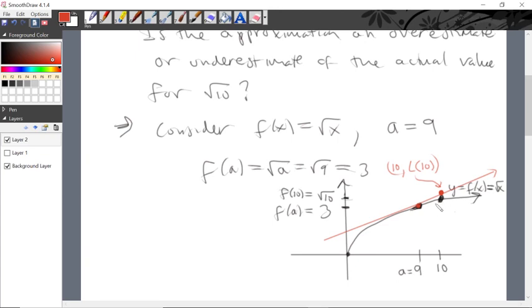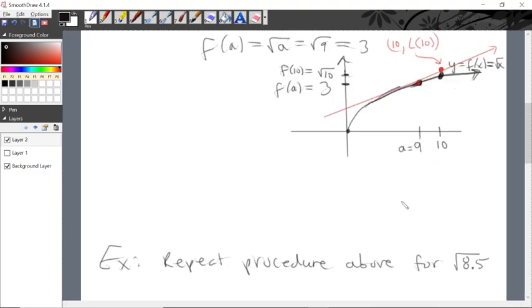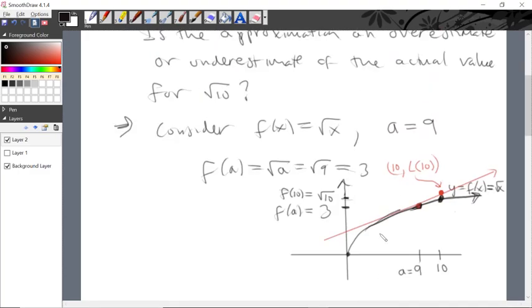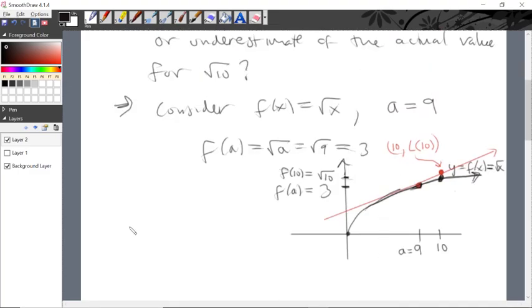We can also see from the picture that because of the curvature of our square root function relative to the tangent line, the value we get from the tangent line is going to be an overestimate of the actual value from the curve. So let's find, oh, and then I have another example down here. Let's find the equation of the tangent line.